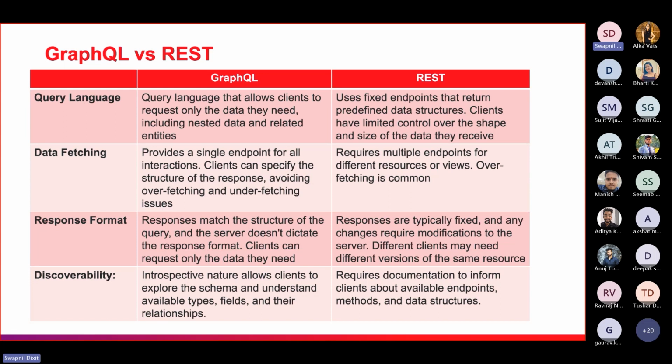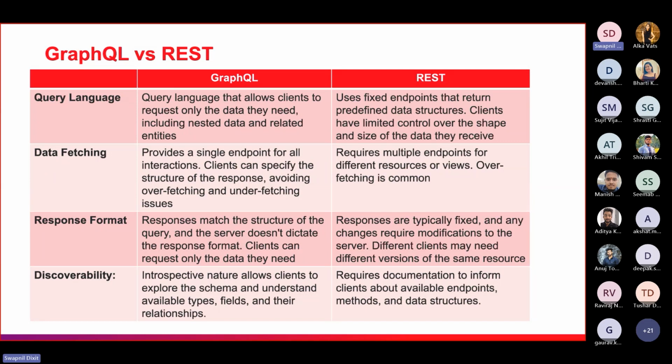While in REST, we use fixed endpoints that return predefined data structures. Clients have limited control over the shape and size of the data they receive. In REST, if you call for a particular book with a particular ID, you will get all the details for it. You cannot fetch just the name like that. For that, you have to create another endpoint.